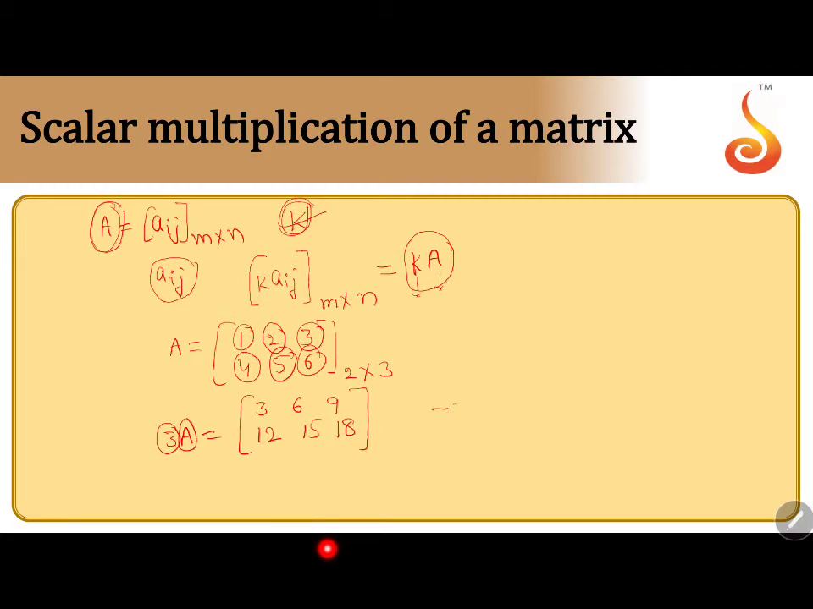One more, if you want to find minus 2A, multiply every element of A by minus 2. Minus 2 into 1, minus 2. Minus 2 into 2, minus 4. Minus 2 into 3, minus 6. Minus 2 into 4, minus 8. Minus 2 into 5, minus 10. Minus 2 into 6, minus 12. This is scalar multiplication of a matrix.